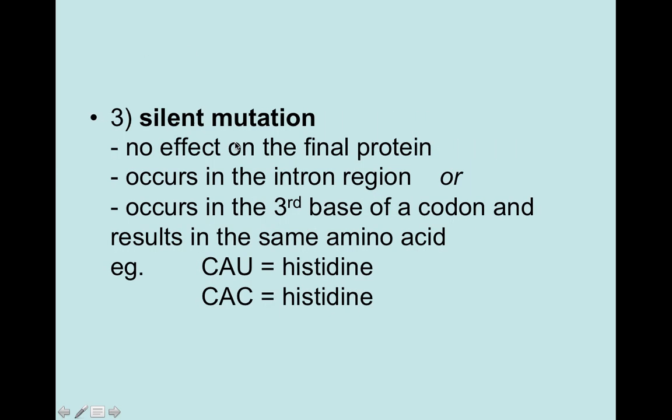Okay, so the last one is the best one, the silent mutation. You won't even know what happened to you. It has no effect on the final protein. It means that the error could have occurred in the intron region or the non-coding region, or in the third base of the codon. And that third base is considered what we call a wobble position, because you can swap out the third base in a lot of cases and still make the same amino acid.